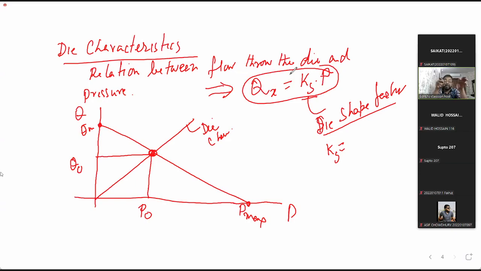If we experimentally find the relation between the flow Q and the pressure, we can easily find out the value of Ks. For a particular shape, we can find out the value of Ks, and that Ks may be given as a model. After modeling, you can give a formula. So that is what we are going to start.